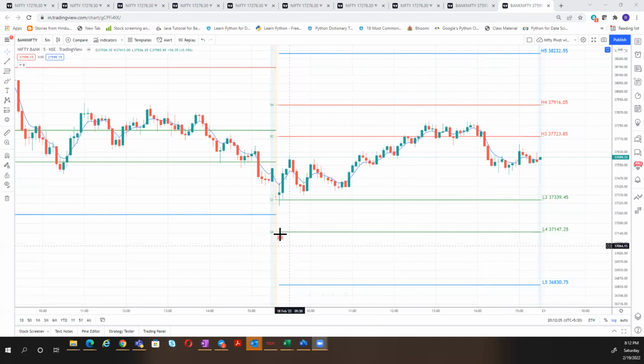If the price opens closer to S4 and breaks L5, it's in a free fall. This is how you need to understand. There's a dedicated video made on Camarilla pivots that you need to watch. Now, keeping this in view, okay, this is Bank Nifty. I mean, this works in any market.